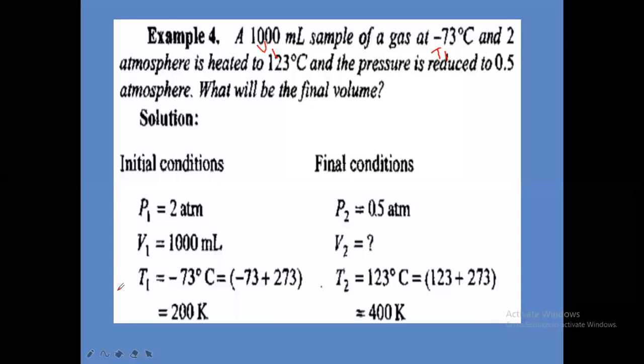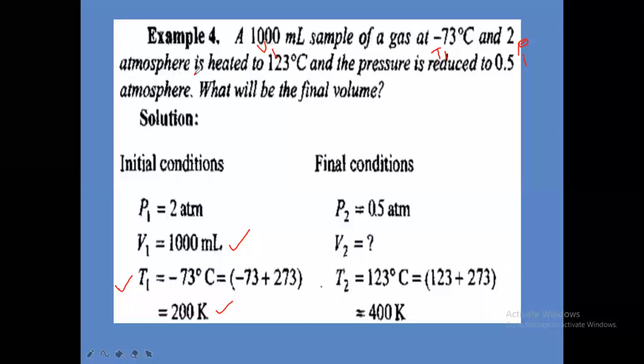That's why the temperature T1 is taken as the given centigrade temperature plus 273. So minus 73 plus 273 is equal to 200 Kelvin. So that is the T1 temperature. And V1 is given as 1000 ml. And 2 atmospheres pressure is given initially, that is P1. So P1 is 2 atmospheres, T1 is 200 Kelvin, V1 is 1000 ml.